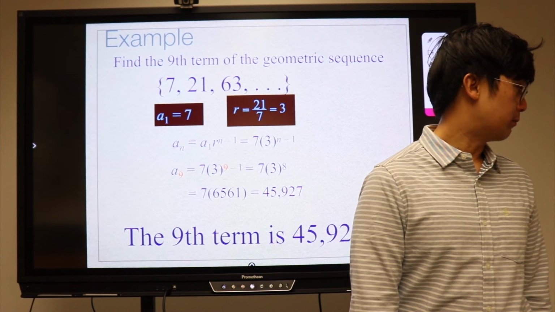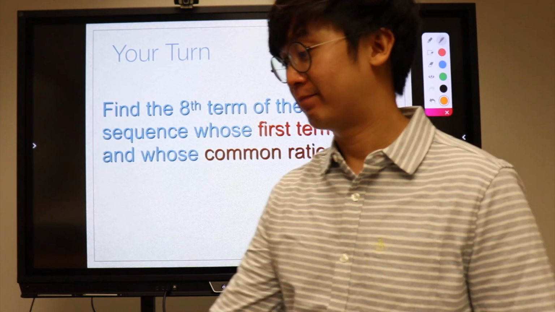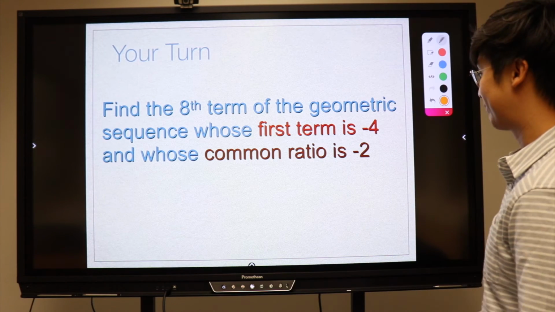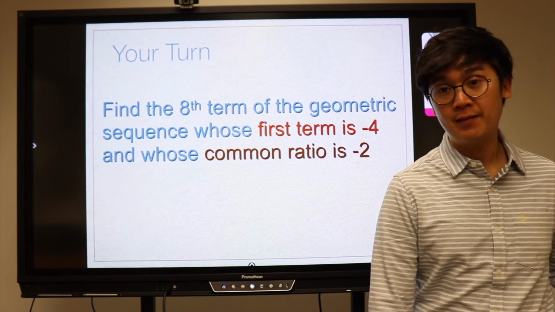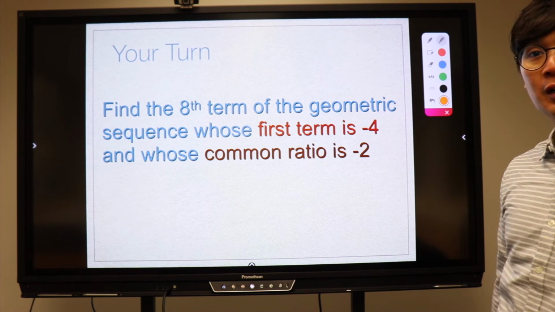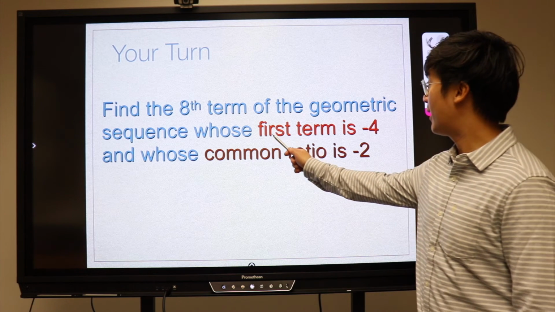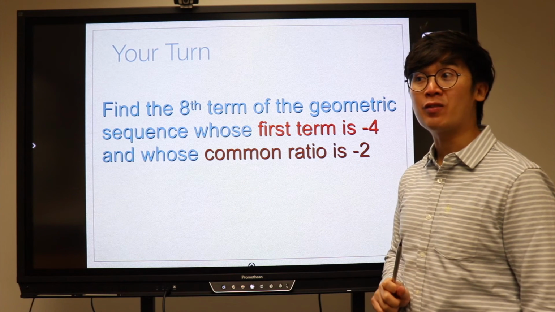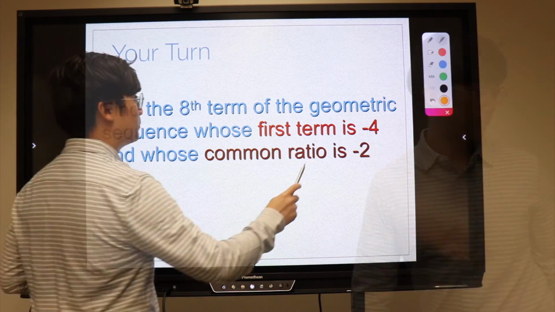Now, on your own, can you find the 8th term? This time you don't need to find the common ratio because the common ratio is given. So what is the 8th term of this geometric sequence when your problem is giving you the clues and not the sequence? Okay, so let's solve it.